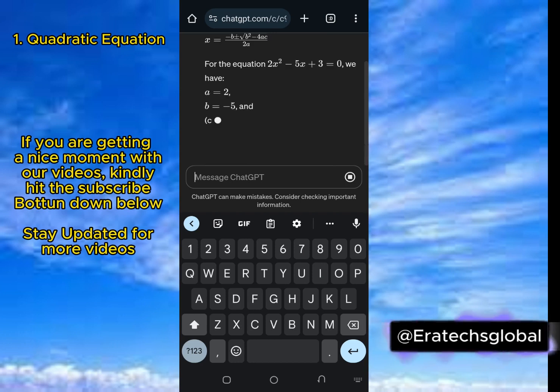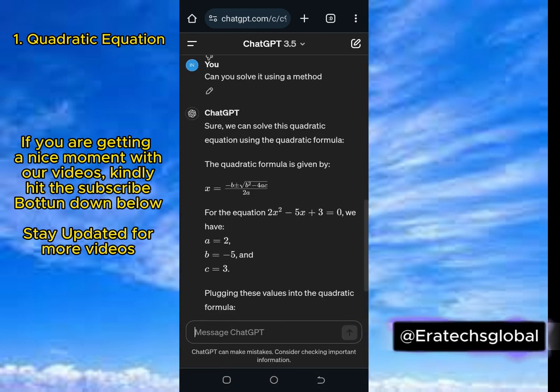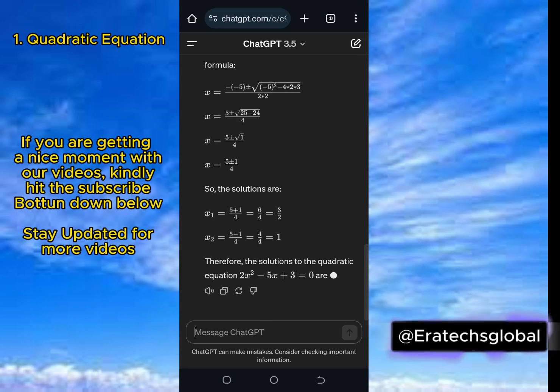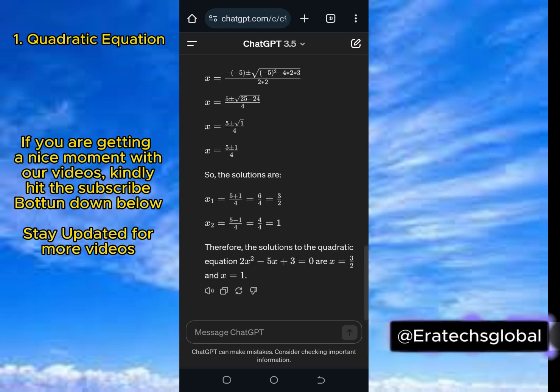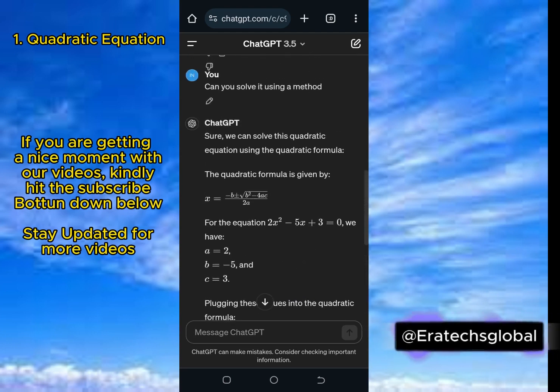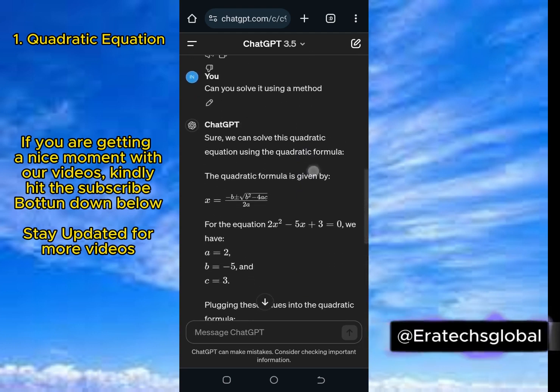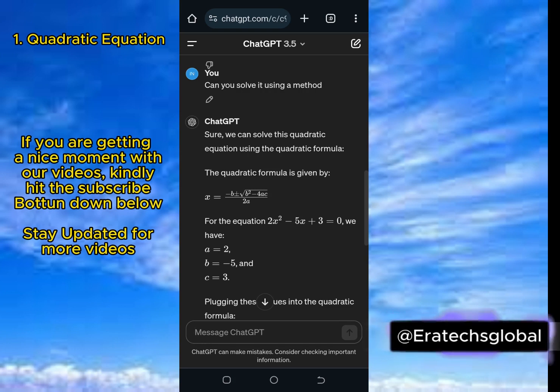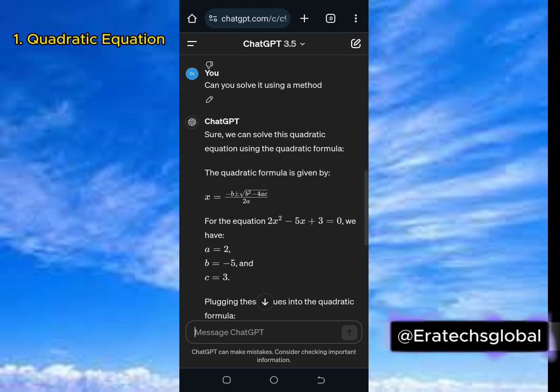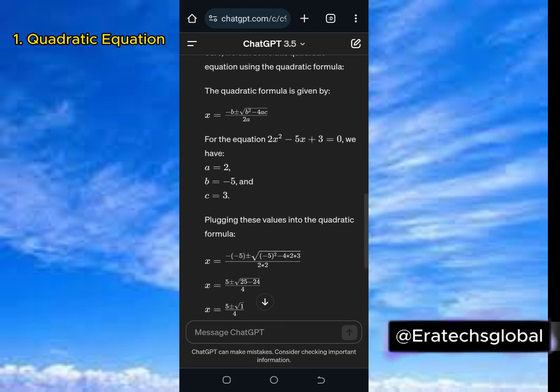Look at that. Wow, that's nice. Let's go through. You need to go through if it is correct or not. Sure, we can solve this quadratic equation using the quadratic formula. The quadratic formula is given by x equals minus b plus or minus the square root of b raised to power 2 minus 4ac, all over 2a. That is the almighty formula for solving a quadratic equation.